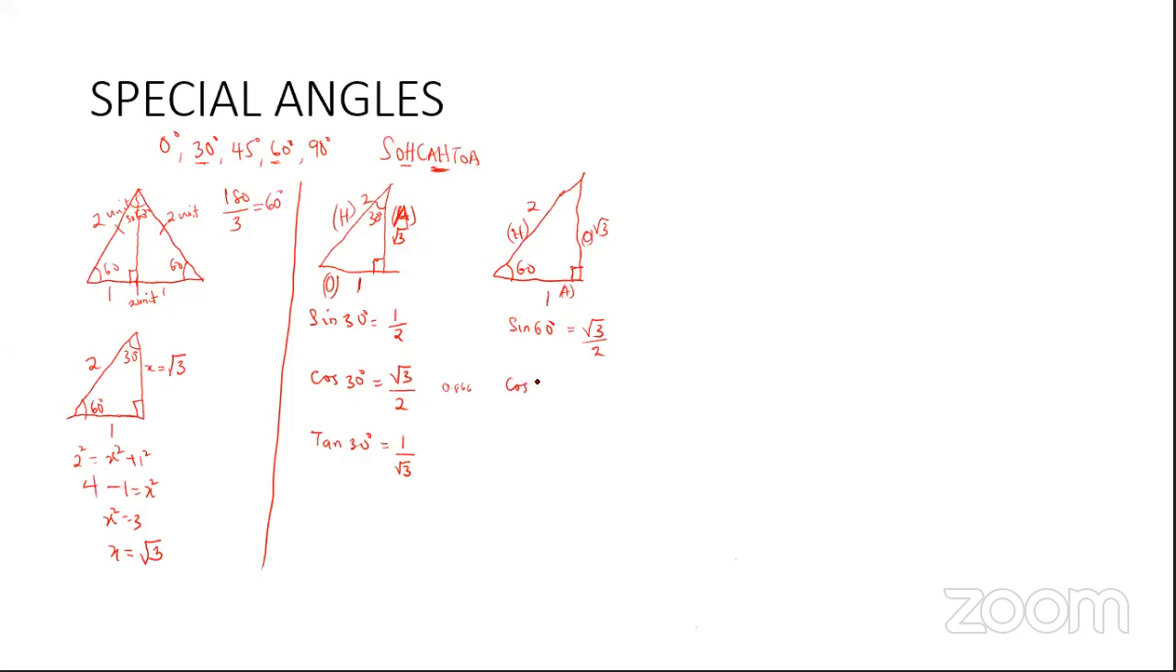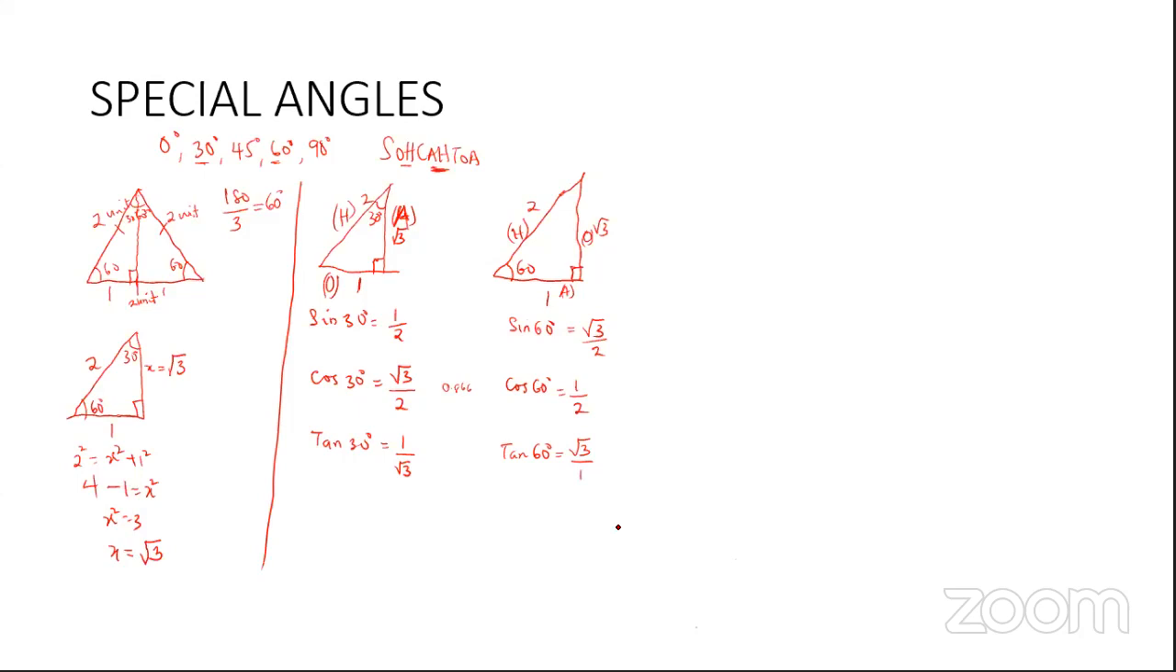Likewise, we can get cos 60 degrees as adjacent over hypotenuse. What's adjacent? 1 over 2. And likewise, we can get the value of tan 60 degrees to be equal to opposite over adjacent. What's the opposite? Square root of 3 over 1.